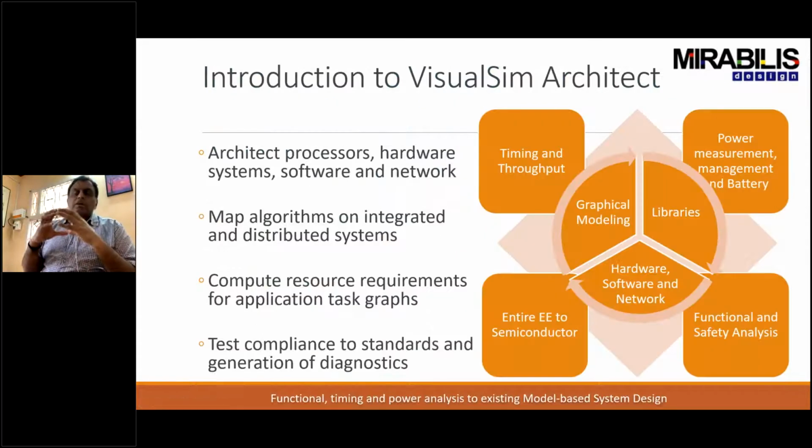Okay, let's talk a little bit about VisualSim Architect. The purpose is to really architect different hardware components and then map the algorithm onto that hardware component. The hardware itself can be a distributed hardware or it can be a fully integrated hardware. Why is there a difference? The difference is that, remember the transfer time.